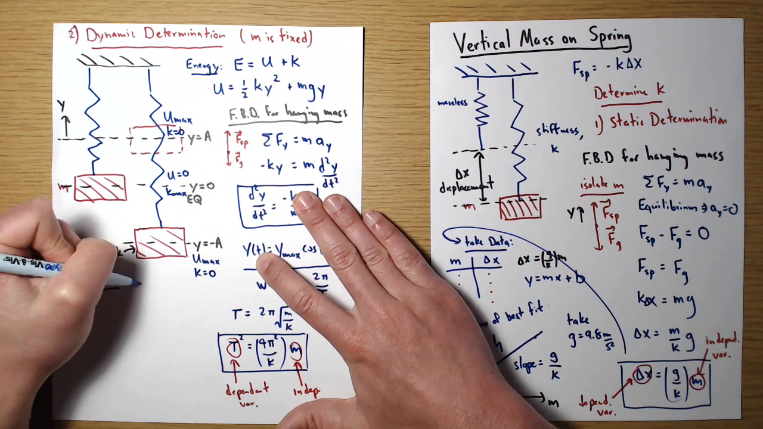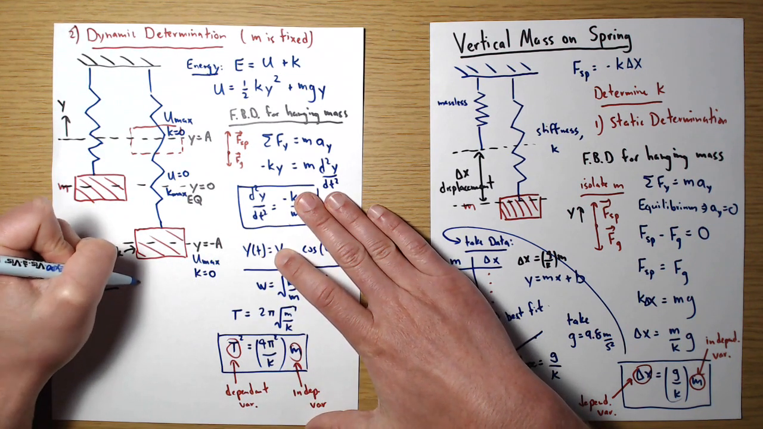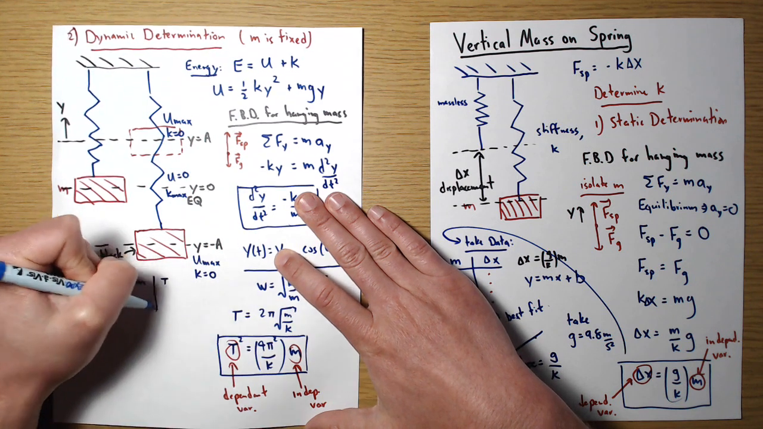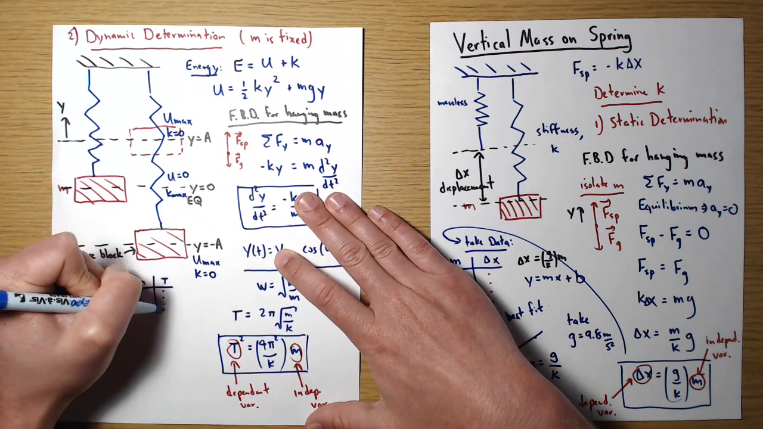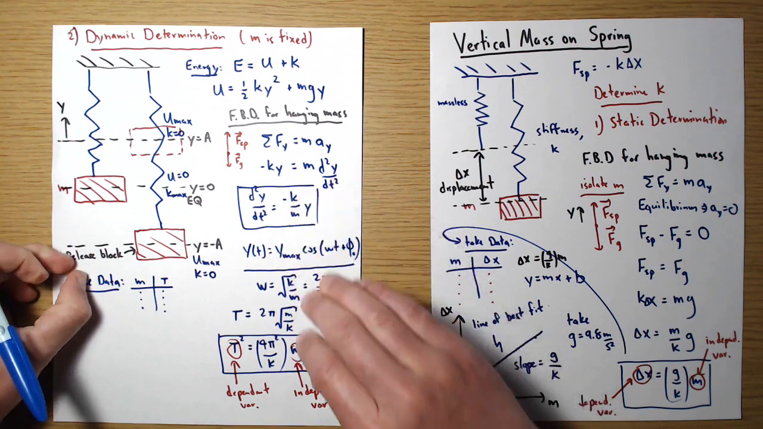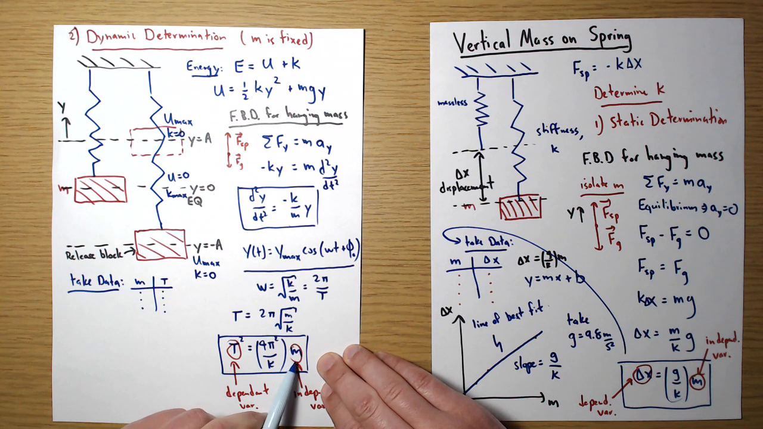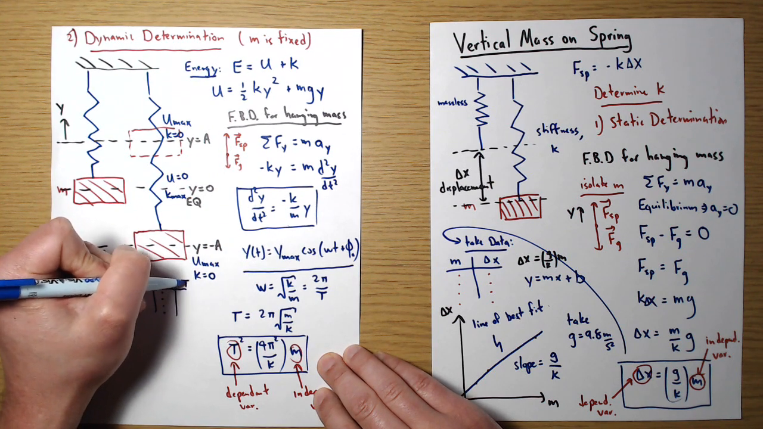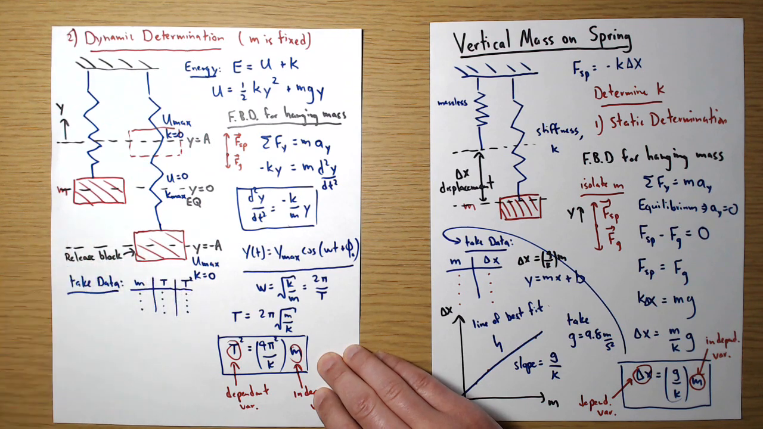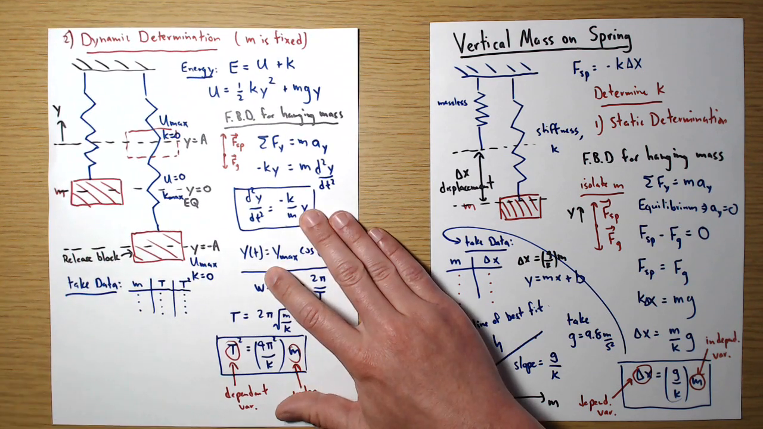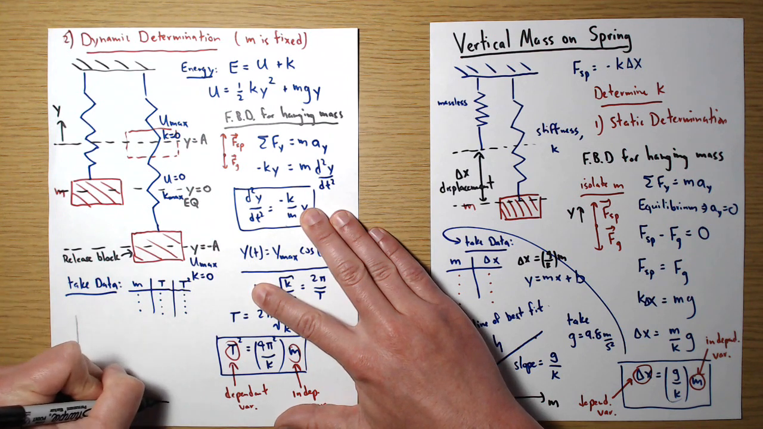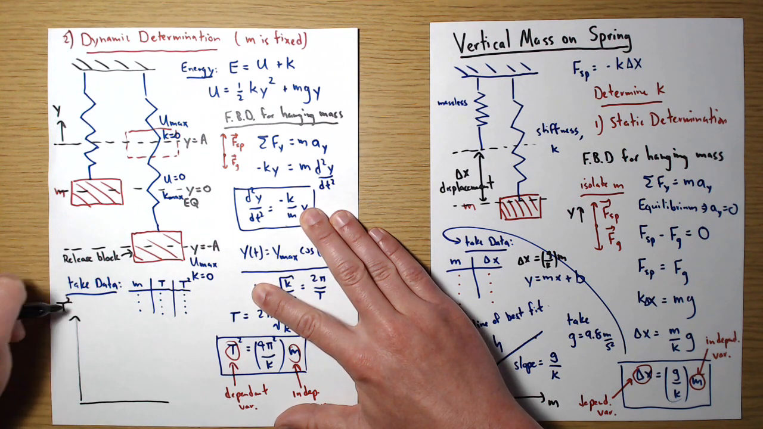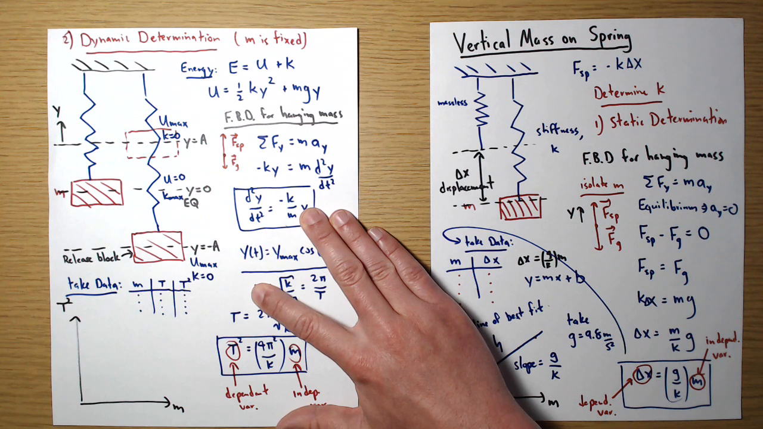So again, if I take some data, the data I'm going to take is mass versus period. I'm going to now vary the mass and look at how the period changes as I vary the mass. In my data table, I'm also going to create another column, which is T squared. Now I'm going to create a graph of T squared versus m.